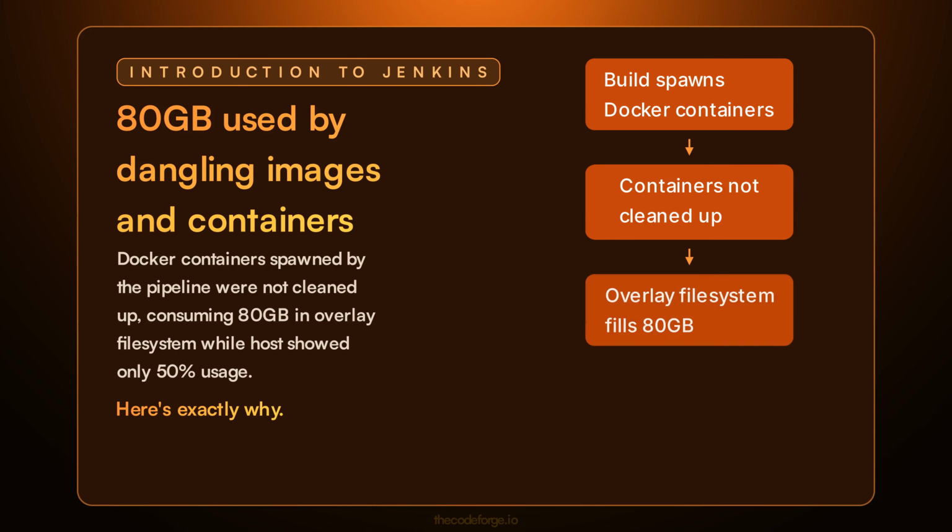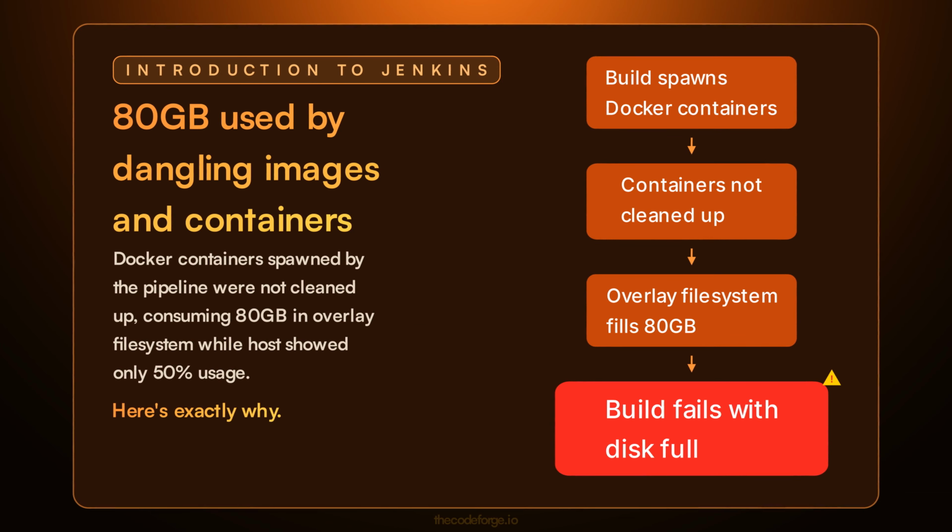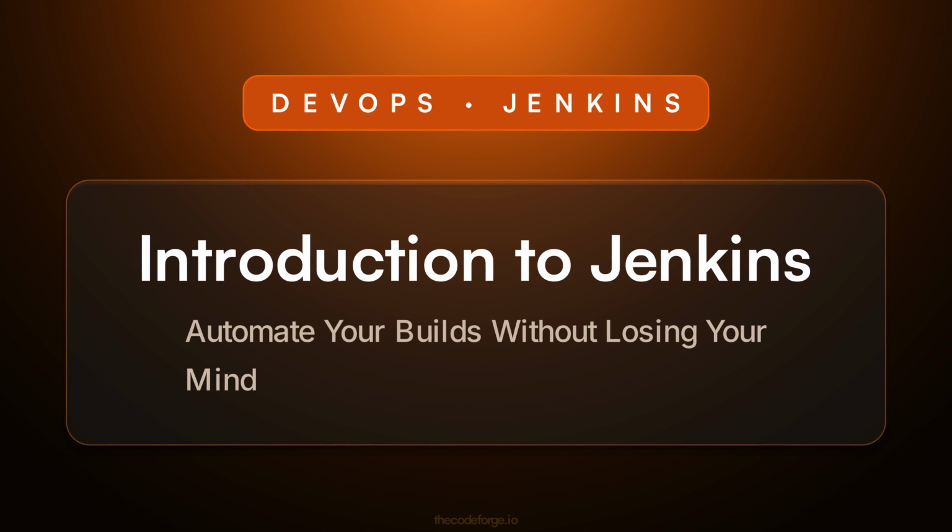Your build fails with a disk full error, but df -h shows only 50% usage. Turns out Docker containers left behind by the pipeline consumed 880 GB in the overlay file system. Let's break down Introduction to Jenkins, how it works, and the exact mistake behind that failure.